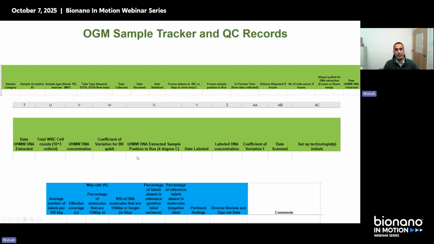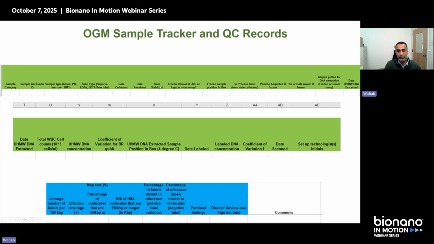The other thing that we've implemented that has been helping us, and we're trying to move this to a more automated dashboard type thing, is where we're starting to collect when the sample was taken. You can capture the sample type: was it blood, is it EDTA blood, is it heparin blood? Importantly, when it was collected, and importantly, when it was stabilized.